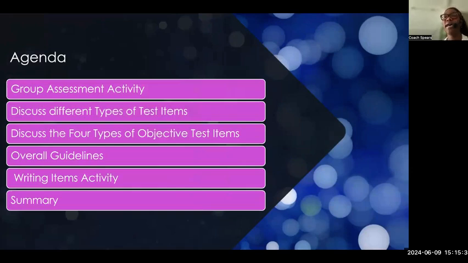Our agenda today. First, we'll start with a group assessment activity. Then we will discuss different types of test items. Next, we will discuss the 4 types of objective test items. Then we will go over the overall guidelines. Then we will have another activity, which is the written items activity. And last, we'll have the summary.